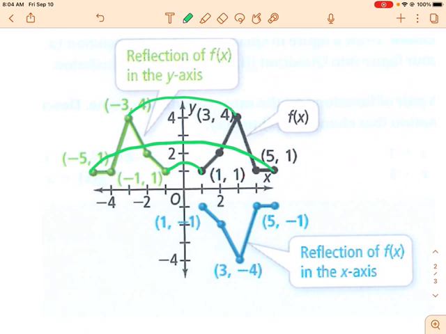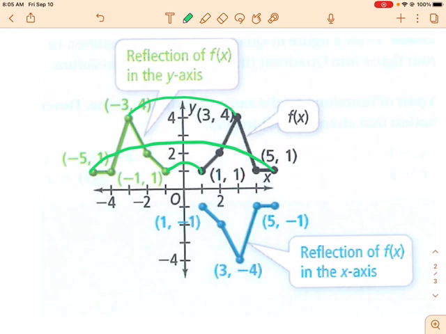So notice that this point 1, 1 is now over the y-axis, so our x value became negative. We're still at the same y value. Our 3, 4 became -3, 4. Our 5, 1 became -5, 1. Our x values became negative because we flipped it across the y-axis. So we went from positive x's to negative x's.